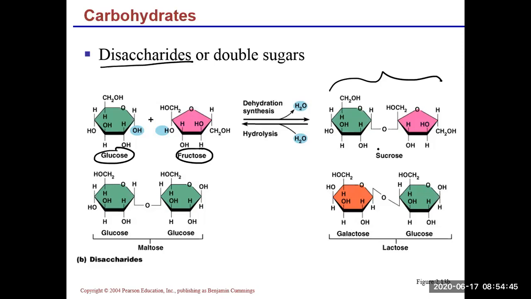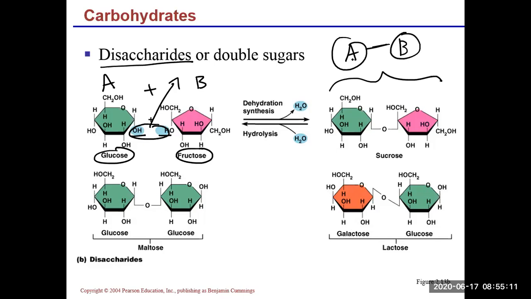The disaccharides, we get by losing of water. Notice that the water, H2O, in this case, one hydroxide from one molecule and another hydrogen from another molecule, is making up the water molecule. So if the water molecule is being lost, these two join with one another. So this is your A, this is your B, A plus B, you get the AB. And the AB is now joined together and now you're making a bigger molecule.